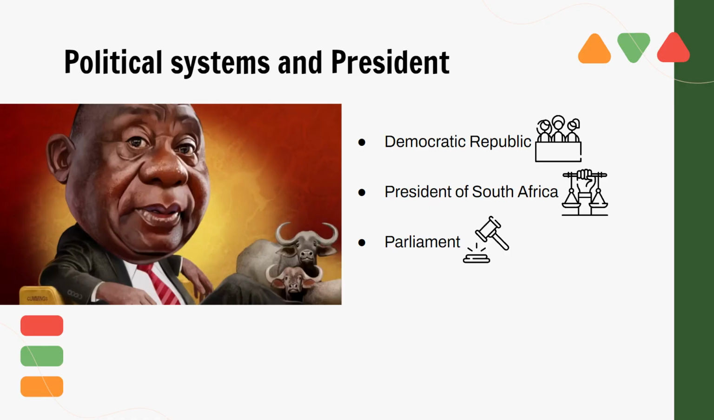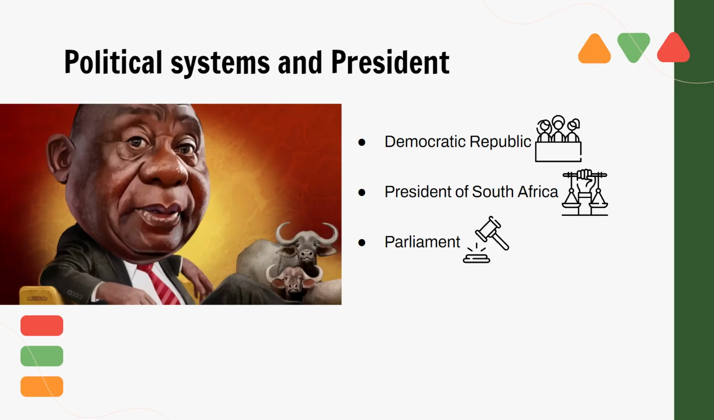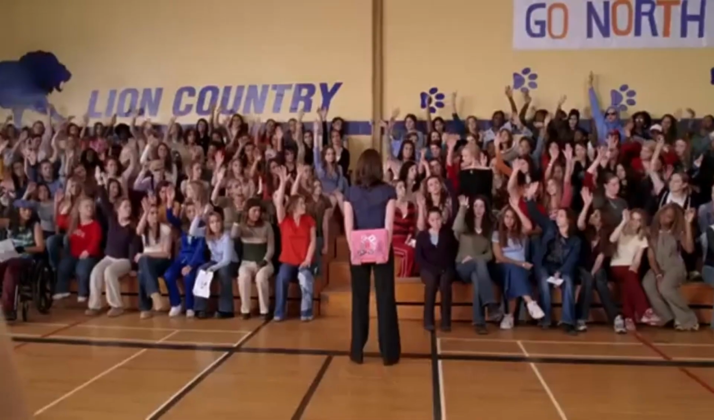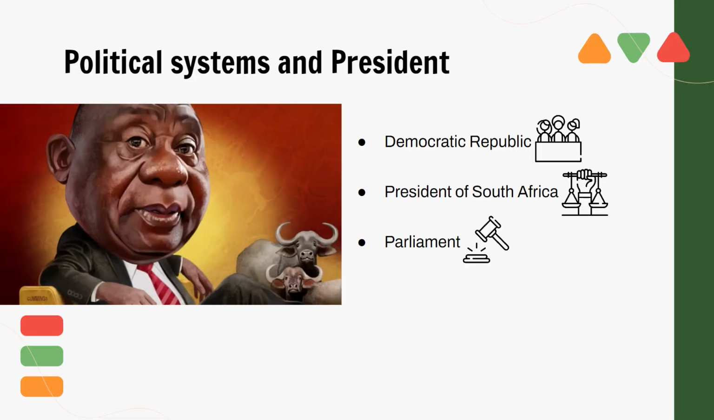Politically, the Republic of South Africa is a democratic republic, where the President of South Africa serves as both head of state and head of government. The President is elected by the National Assembly. The President's term is 5 years, and they are limited to 2 terms in office.